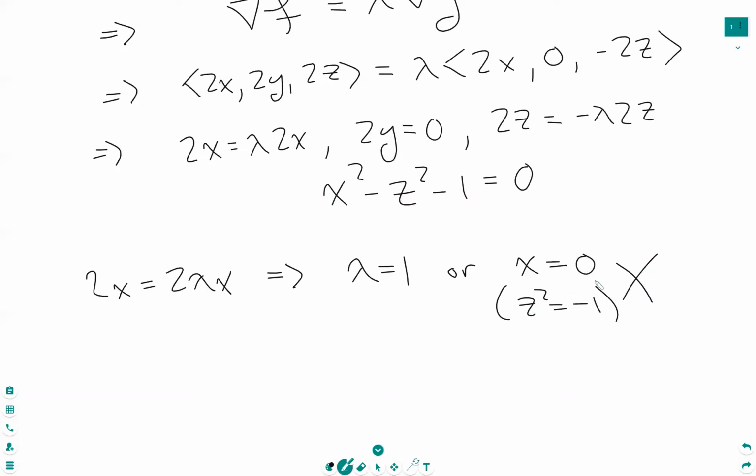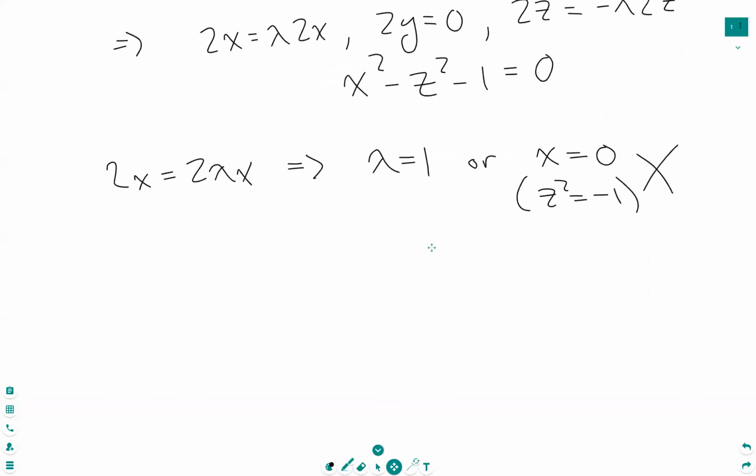We're not dealing with imaginary numbers. We want points in the real space. We definitely know that the point closest to the origin is a real number. It can't be this imaginary nonsense. We're not going to talk about imaginary numbers in this class. So lambda equals 1 seems like the only scenario that makes sense. Let's continue from there.